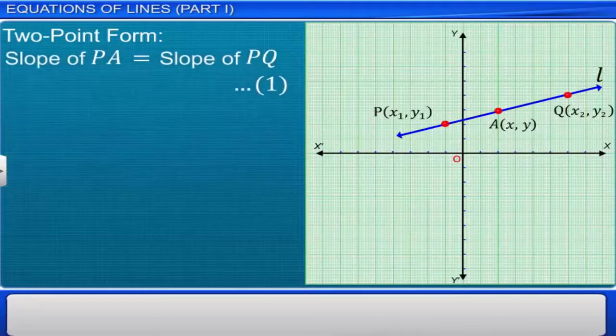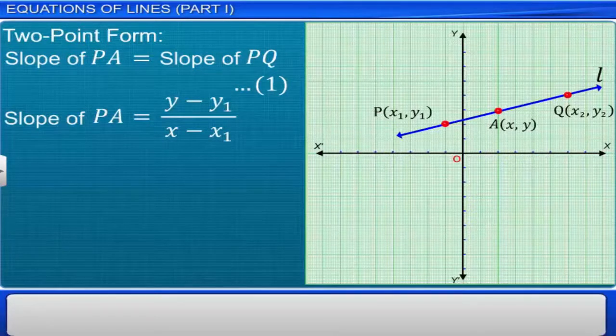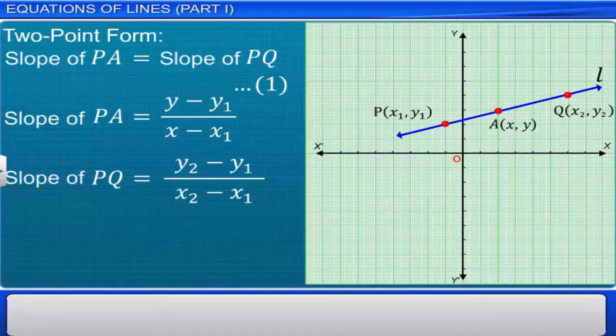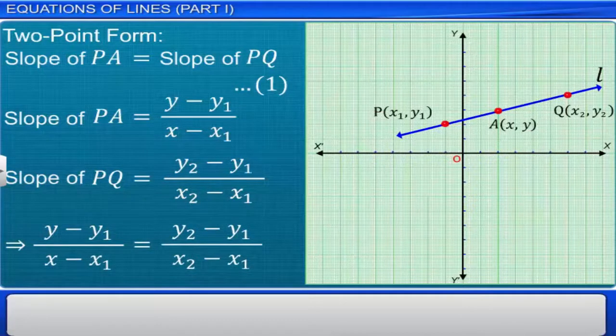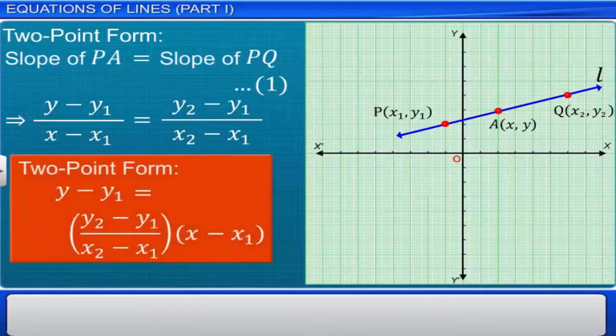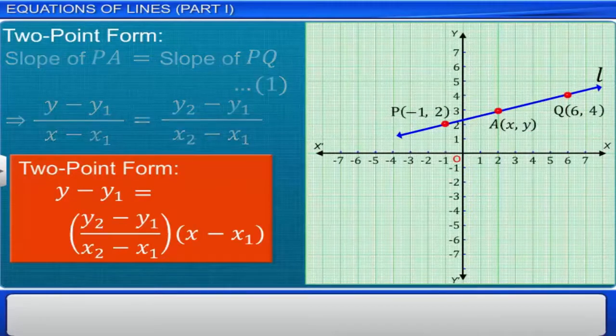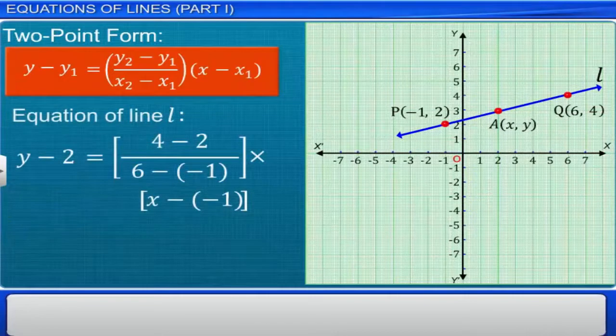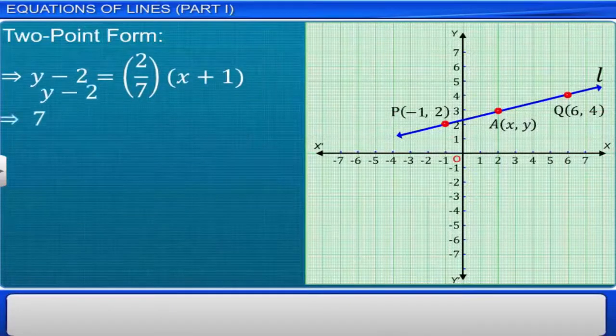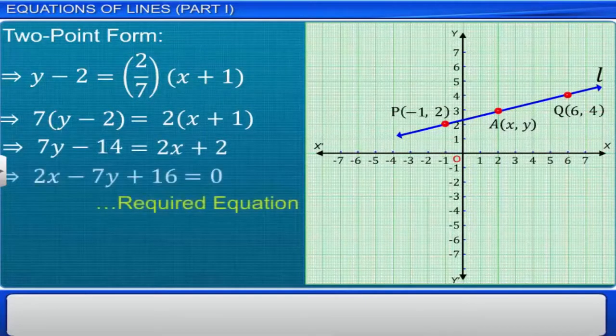The slope of PA is given by (y minus y1) upon (x minus x1). Similarly, the slope of PQ is given by (y2 minus y1) upon (x2 minus x1). Let us put the values of the slopes of PA and PQ in equation 1. On simplifying, we get the two-point form of the equation of a line passing through the given points P and Q. For example, consider a line L passing through the points (-1, 2) and (6, 4). Let us put the coordinates of the points P and Q in the two-point form of the equation of a line. On simplifying, we get the required equation of the line as 2x minus 7y plus 16 is equal to 0.